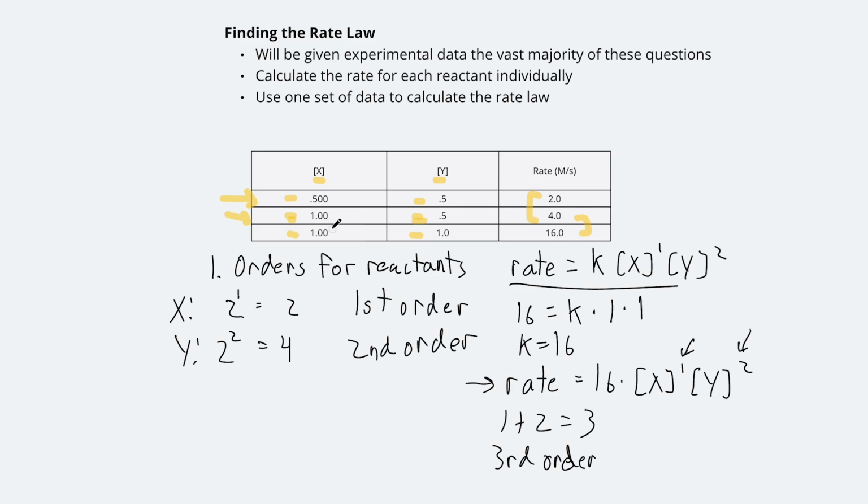And sometimes you can have more than 2 reactants. And the same rule applies. Just count your exponents and add them up, and then that's going to be the order that you're in.